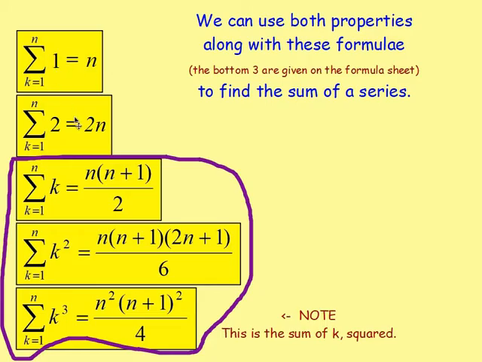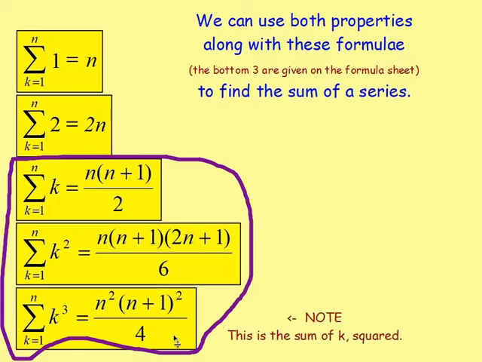If it's ever the sum of just 1 or the sum of just a number, what you are given is the sum of k. So if you've got the sum of k going from 1 all the way up to n, what you want to do is work it out, but it's already been done for you. Look at the formula sheet. The sum of k is just n(n + 1) over 2. The sum of k squared is n(n + 1)(2n + 1) over 6. And the sum of k cubed is n squared (n + 1) squared over 4.